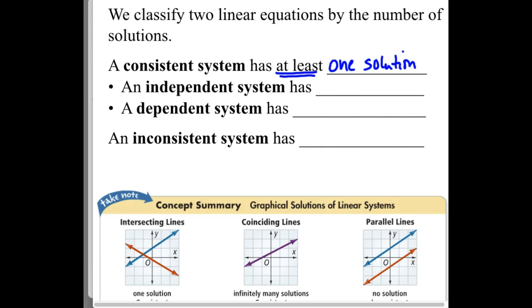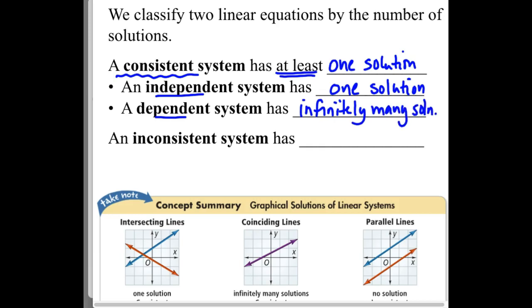Now, within that classification of being consistent, we have two options. It might be independent or dependent. An independent system has one solution. A dependent system has infinitely many solutions. Okay? Now, if it is not consistent, meaning it doesn't have one or more solutions, we call it inconsistent. This one would have no solutions.